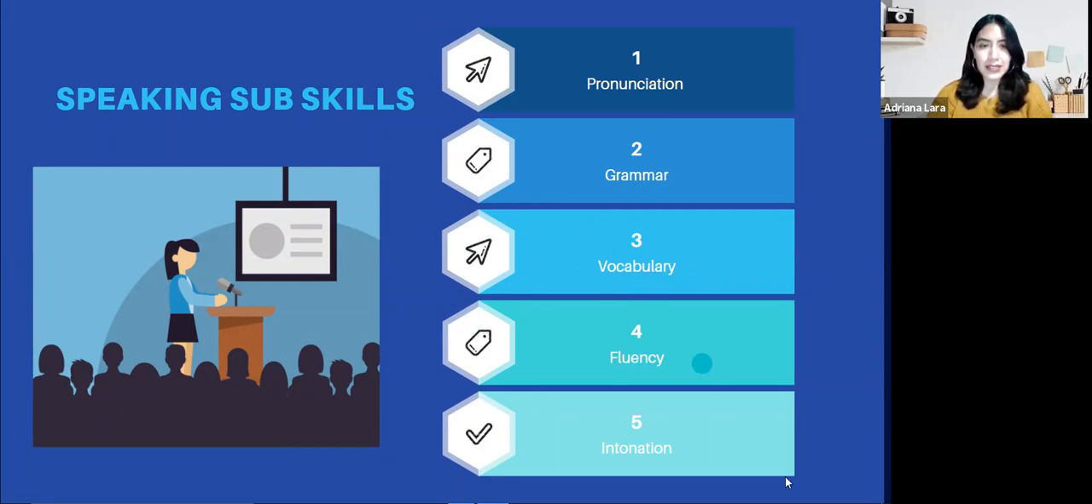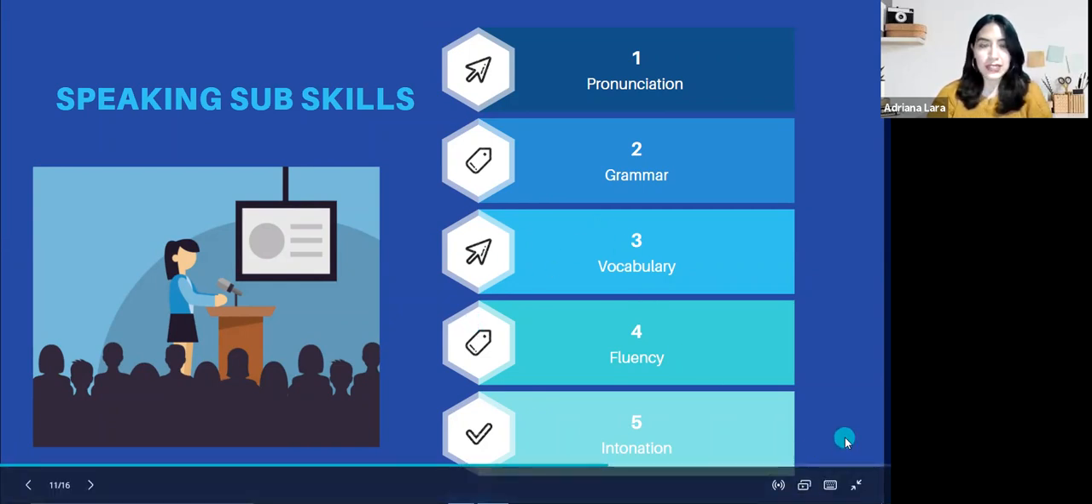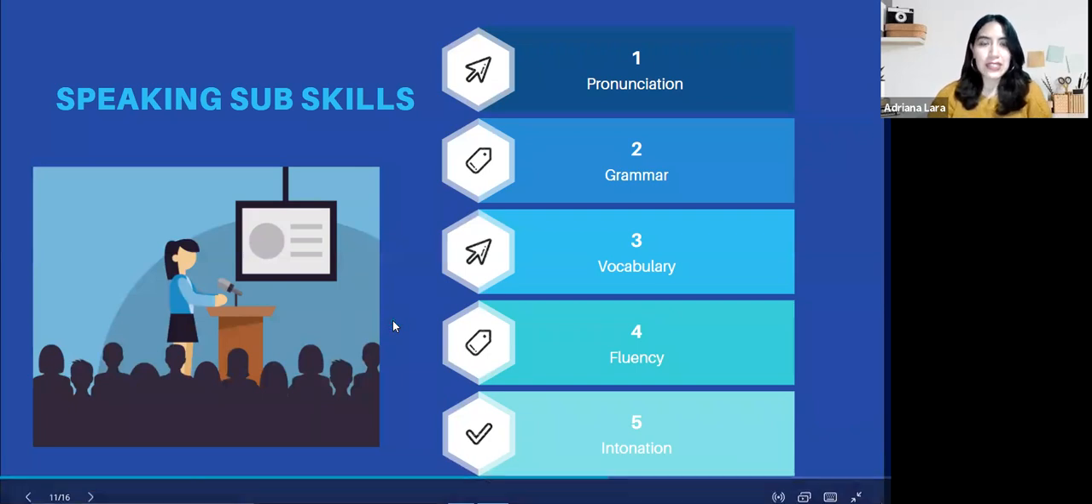Regarding the next sub-skill that we have over here, that is grammar. As we all know, grammar is also an important component in language teaching. It is known, grammar is considered as the structured organization of words in language when we produce utterances. So grammar plays an important role when working with language because it will help us organize our ideas in a coherent way. The next sub-skill that we have over here is vocabulary.